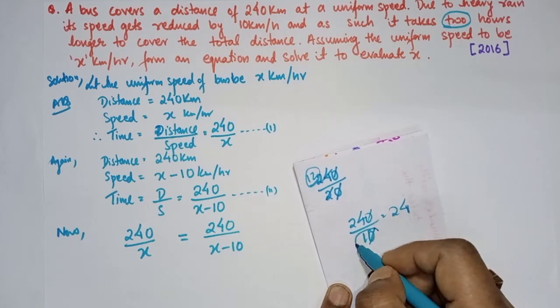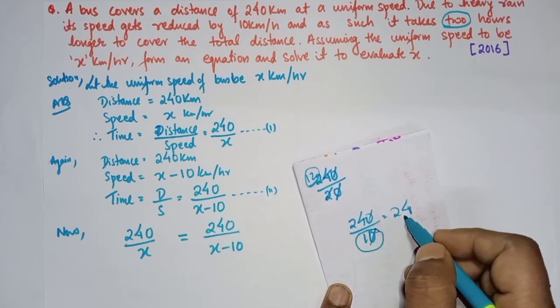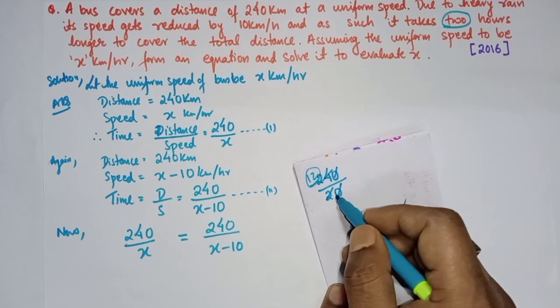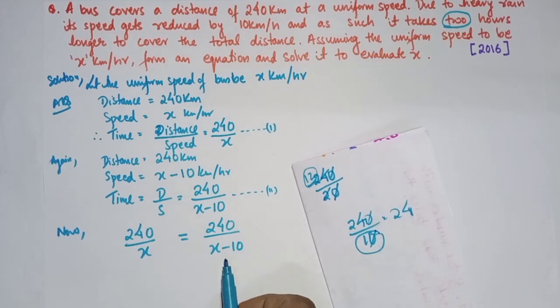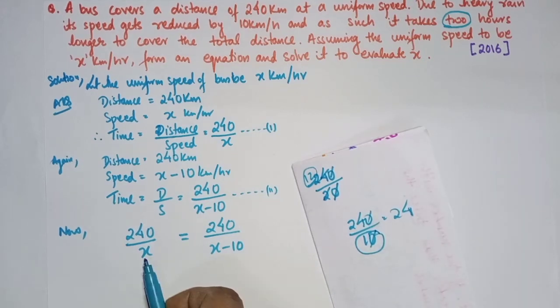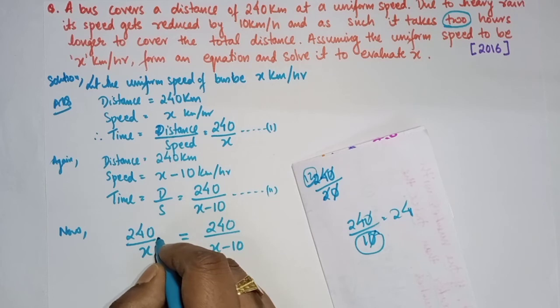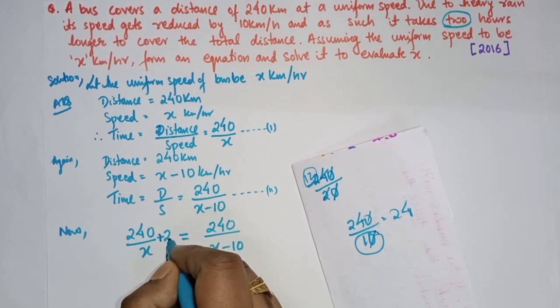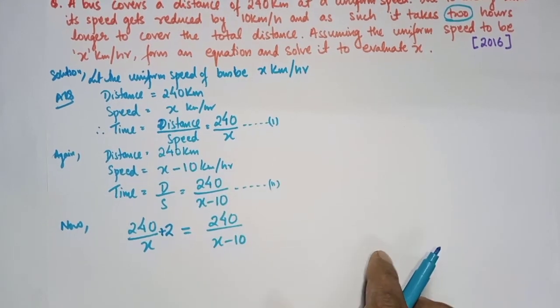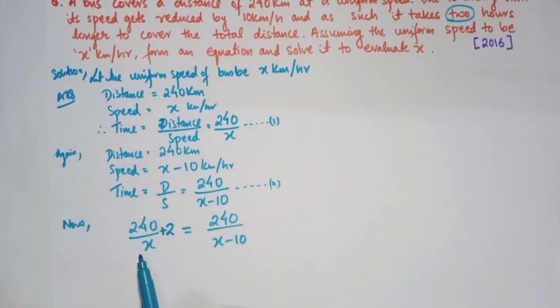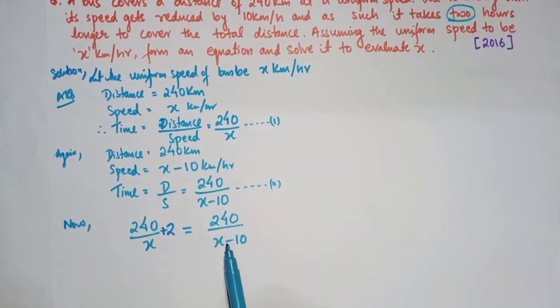See, if the denominator is smaller, the value will come more. If the denominator is more, the value comes less. That means which one is bigger? This one is bigger and this one is smaller. To make them equal, plus 2 will be here. Okay, got it? So the lower the denominator, the more the value. Here it is x and this side is x minus 10, so this is the smaller value. That means if you cancel, this value will come bigger.